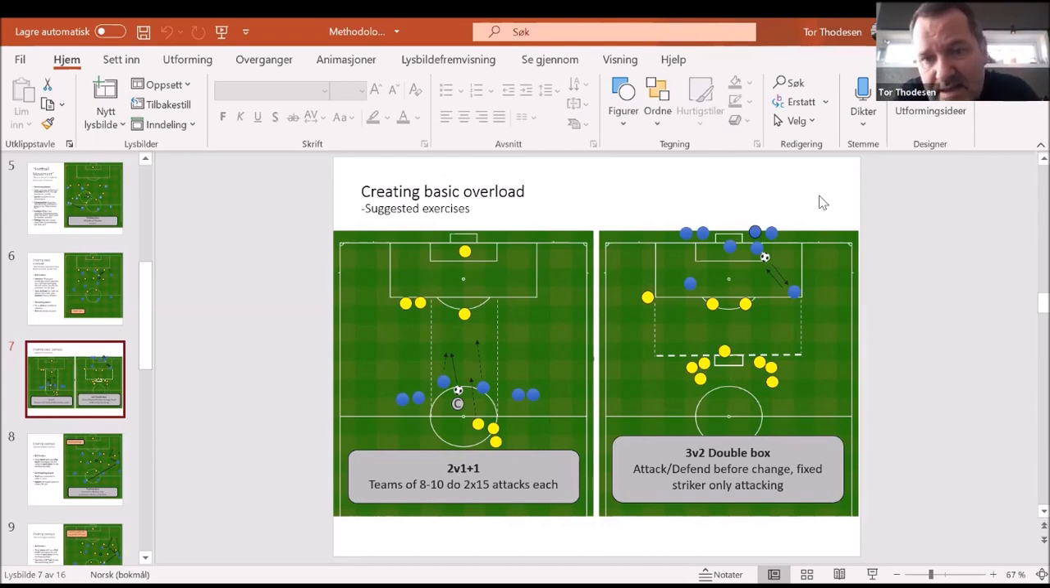But every second attack starts from each side, and you also keep the score running, even with new players always coming in. And then I play, for instance, a 5 or 6 minute period, and then I change the fixed striker so that other players get to try the same role. Wingers and strikers mostly.